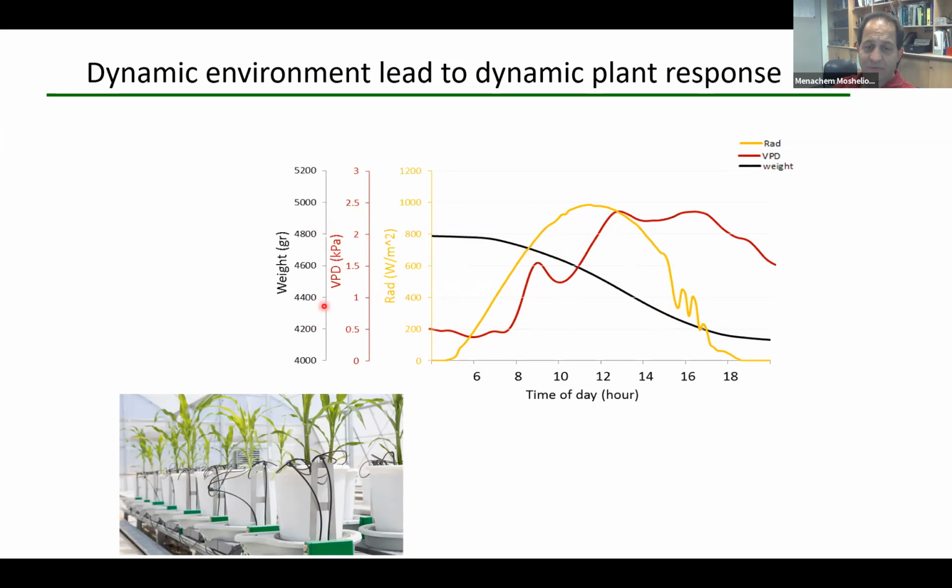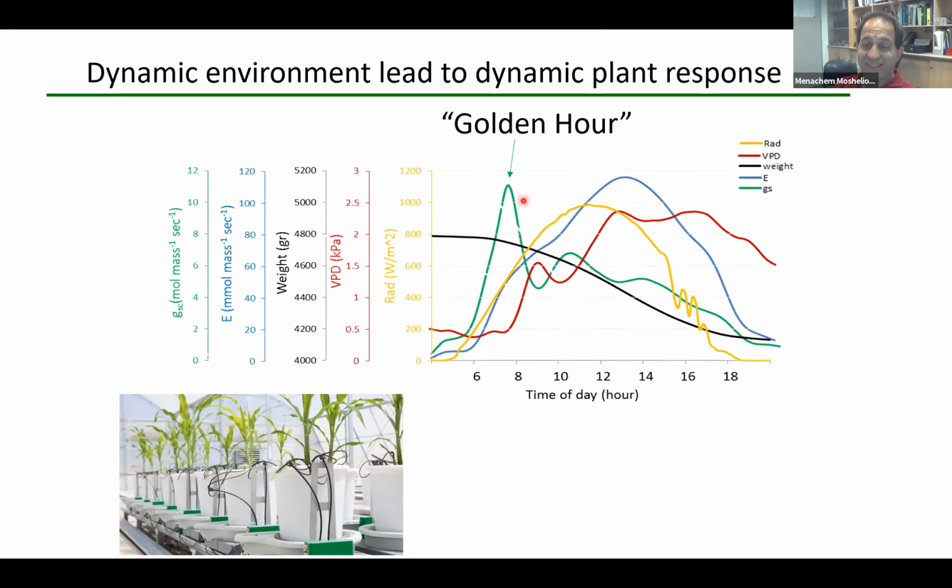You can see 600 ml water loss, so the daily transpiration is 600 ml. We can translate it to E, which is the moles of water per plant mass. We normalize to mass. It's very important. I will explain soon why it's important to normalize to the plant biomass.